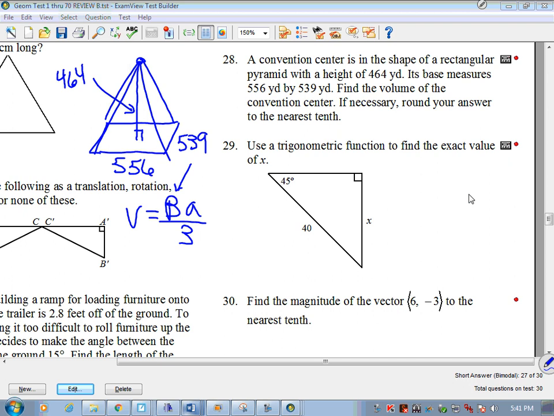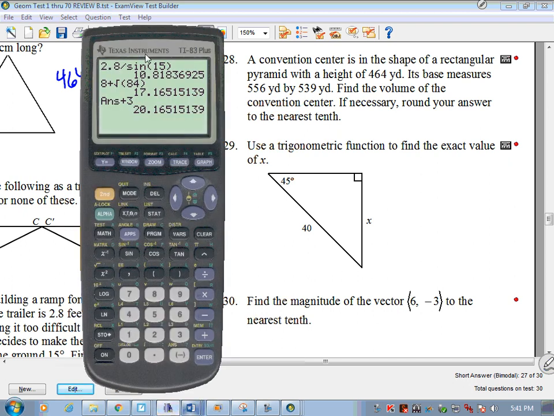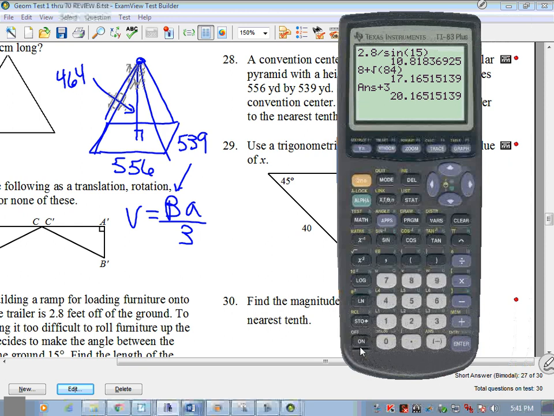All right, so everything that we're going to get right off the top here can all be done together, but you do have to know your formula. So we're going to do times 539, so this is my big B, times my 464, my height, divided by 3.